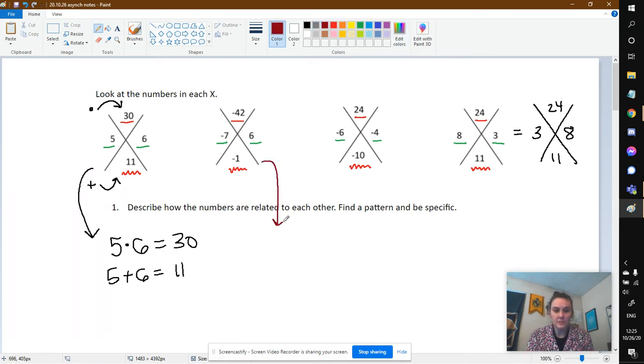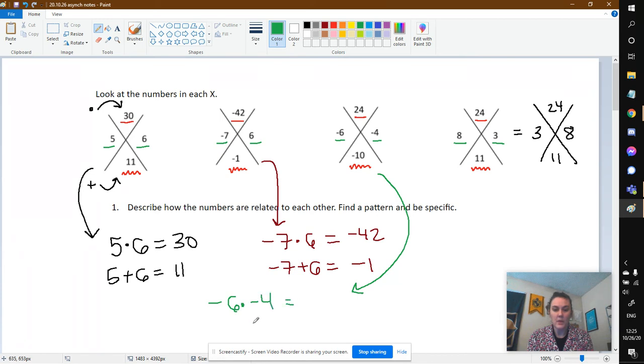So over here, if we do negative 7 times 6 and negative 7 plus 6, we in fact do get negative 42 and negative 1. All right, looking good, looking promising. Let's try this one. We've got negative 6 times negative 4 and negative 6 plus negative 4. Negative times a negative is a positive. 6 times 4 is 24. And then plus a negative just turns into minus, and we get negative 10. So we're looking good on this one as well. And then you can verify this last one for yourself, but it also works for this.